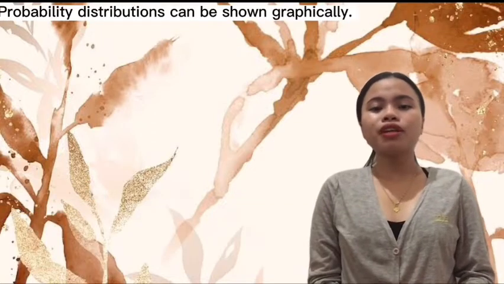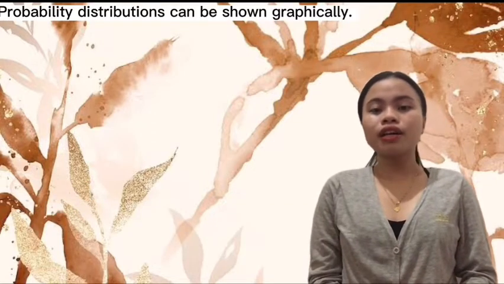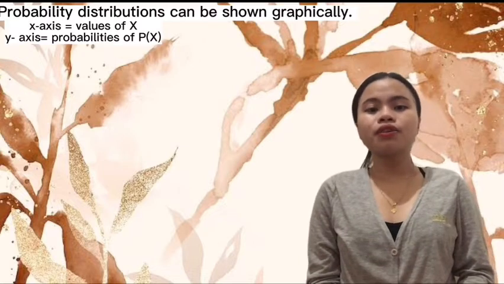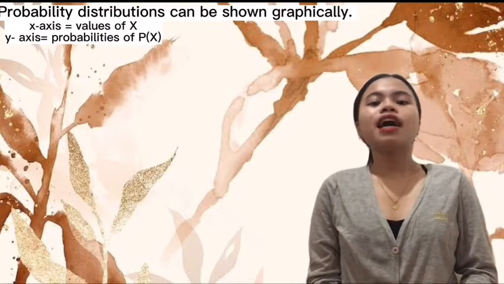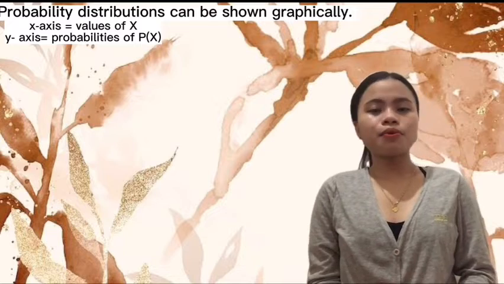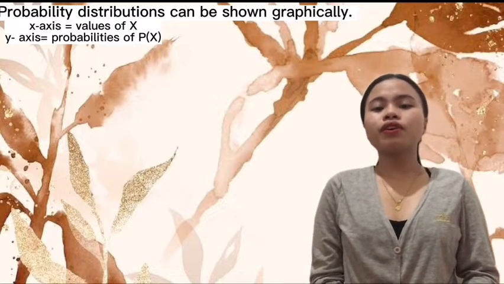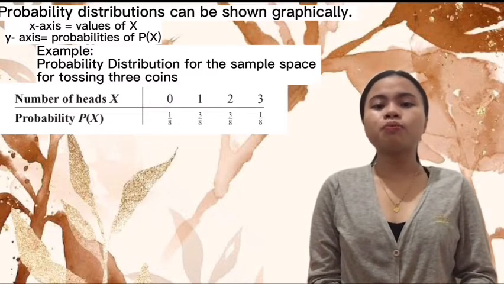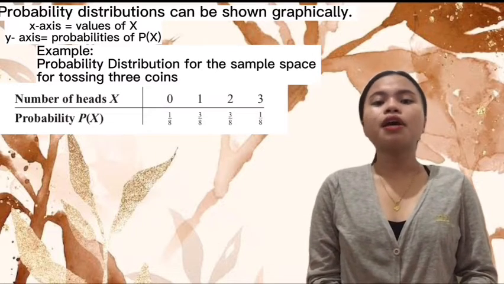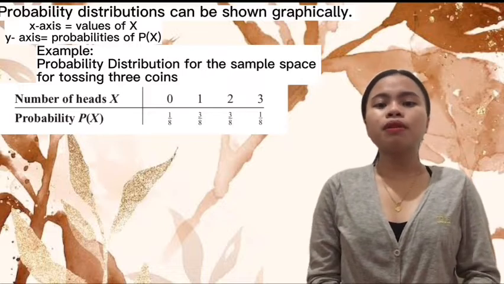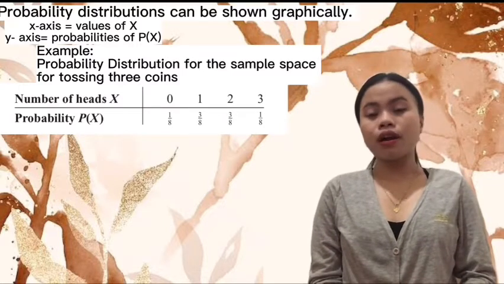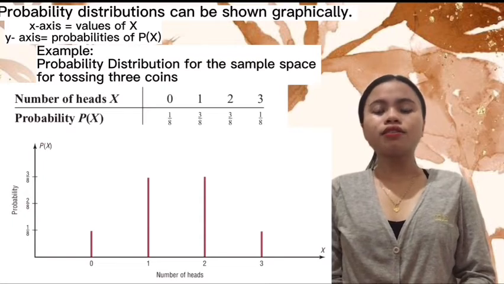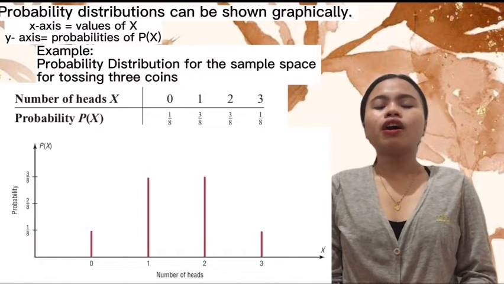Probability distributions can be shown graphically by representing the values of x on the x-axis and the probabilities p of x on the y-axis. Let's go back to the first example that I gave, which is the probability distribution for the sample space for tossing 3 coins. We must represent this probability distribution in a graphical manner. As you can see on the screen, this will be the representation of the graph.